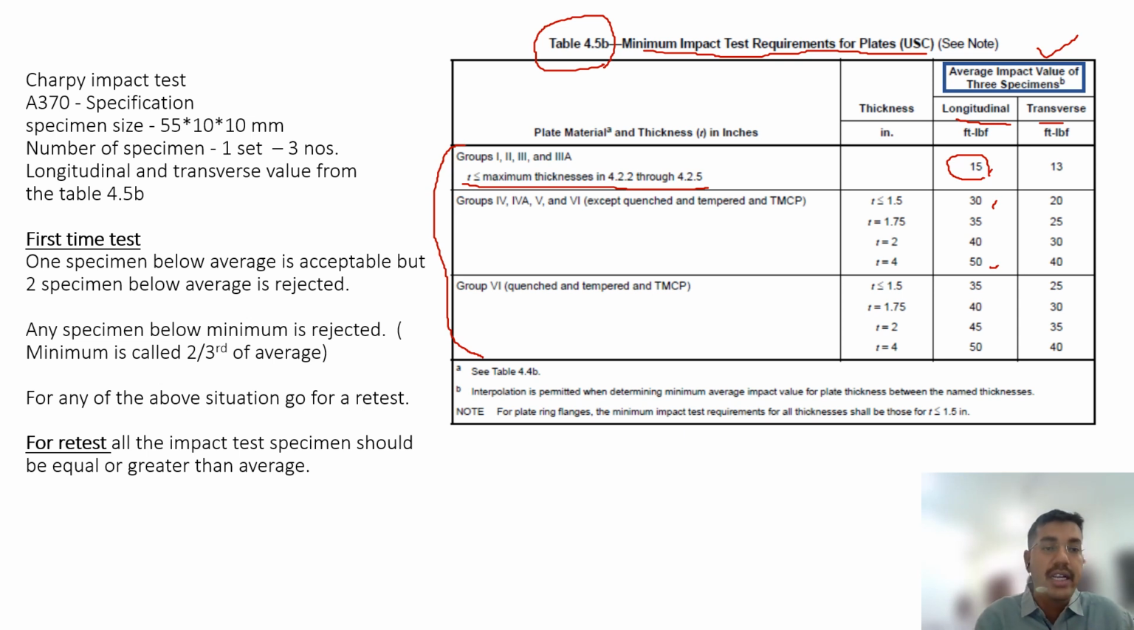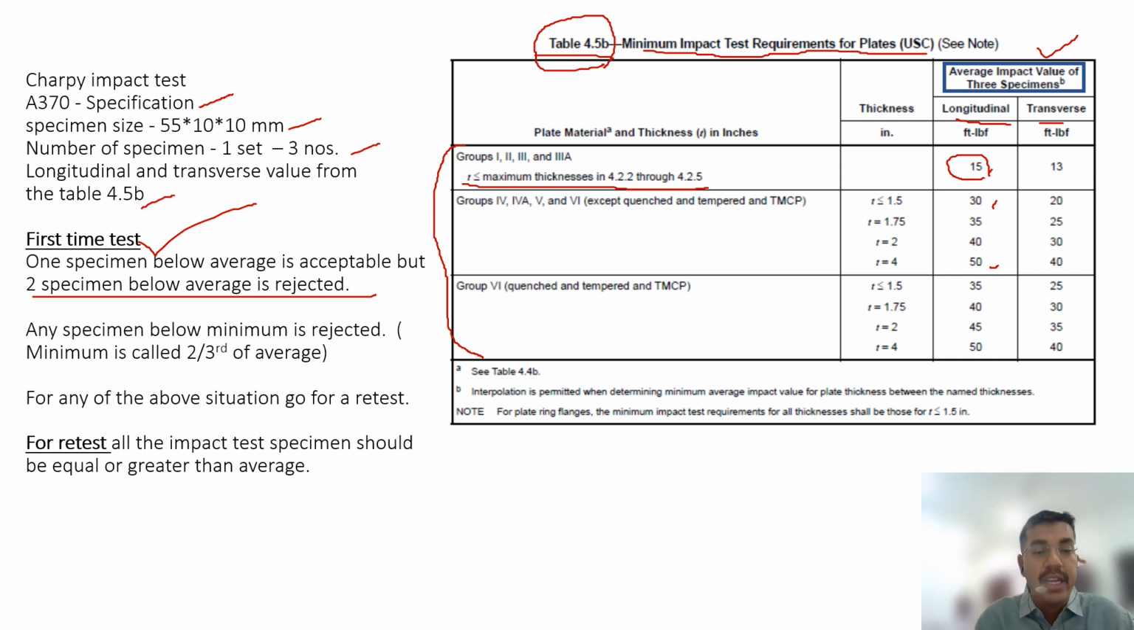For your better understanding, I have mentioned it here in a short way, so that you can understand. The specification is A370, specimen size is 55 by 10 by 10 mm. Number of specimens, usually one set, we call it one set, 3 numbers. Usually longitudinal, transverse values from table 4.5b. First time test: 1 specimen below average is acceptable, but 2 specimens below average is rejected for the first time test.